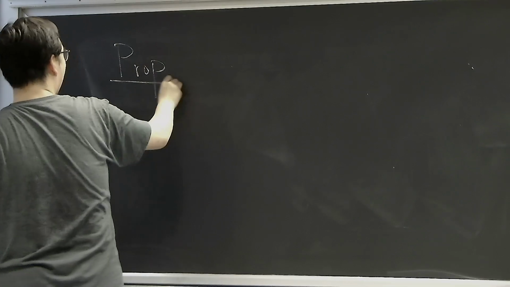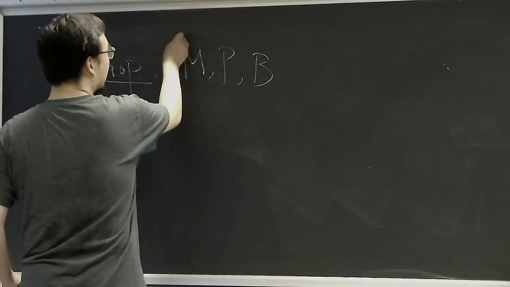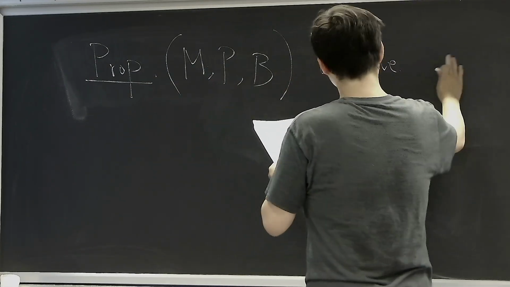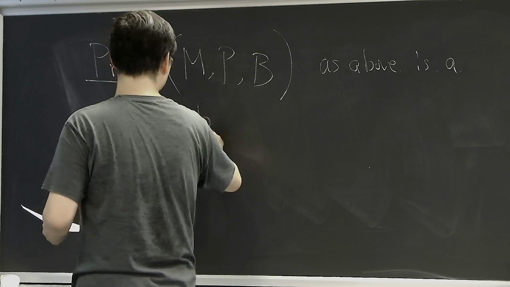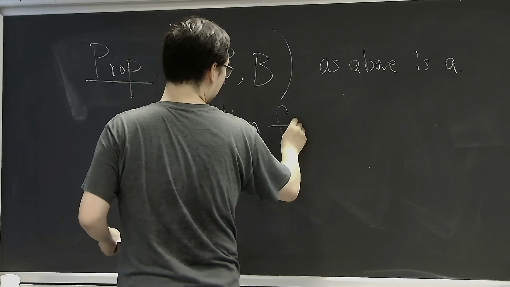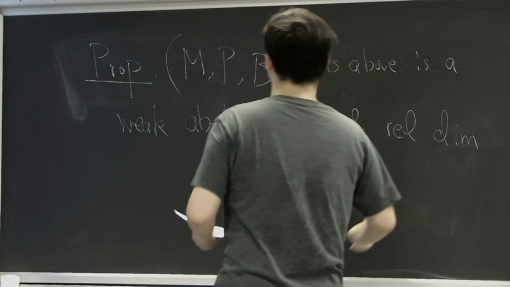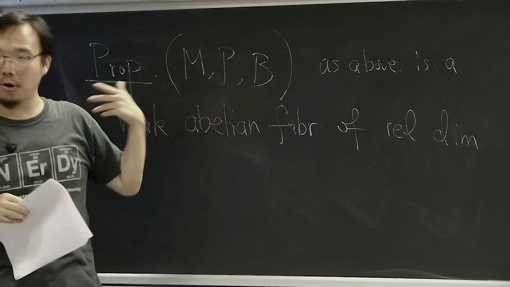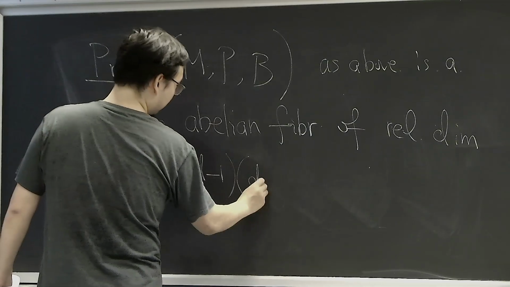Okay. And the proposition is that M, P, B, so the moduli space, the group scheme, which is the relative Picard, and the base, which is given by the full linear system as above, is a weak abelian fibration of relative dimension... So you can expect what the relative dimension is. For a general fiber, it will exactly be the Jacobian variety of a degree D curve, which by the genus formula will have dimension (D minus 1) times (D minus 2) over 2.